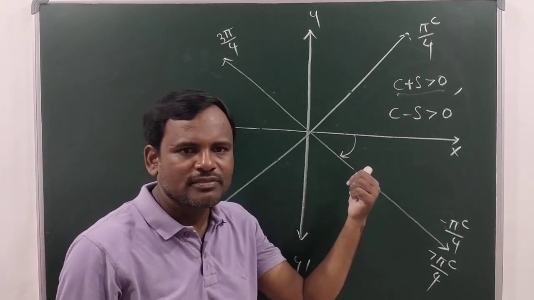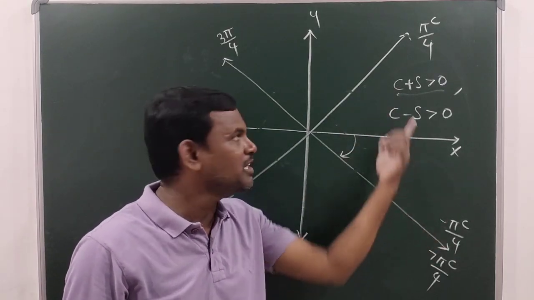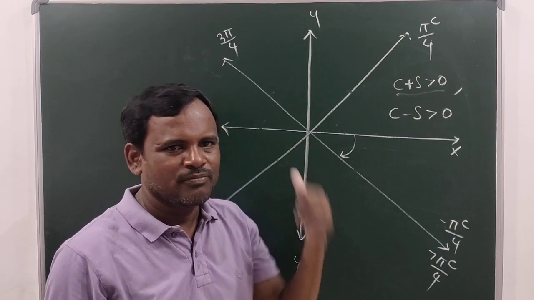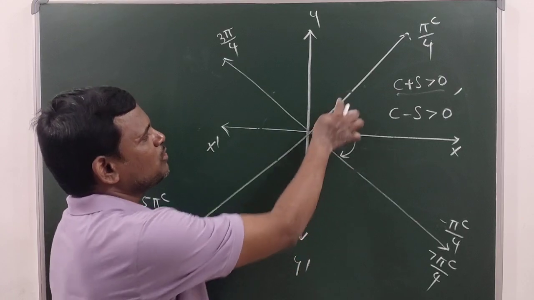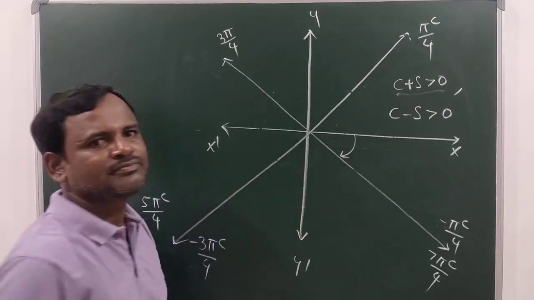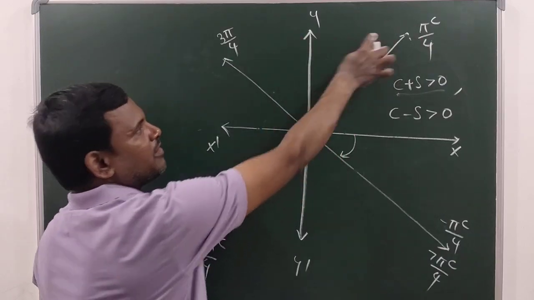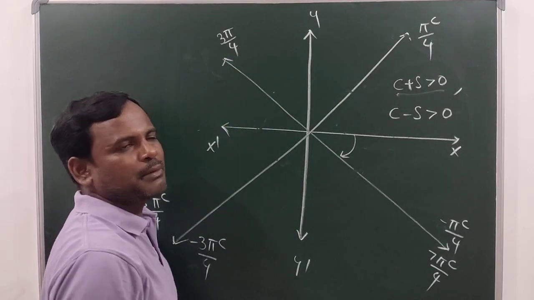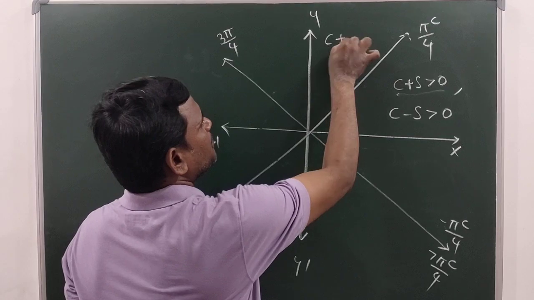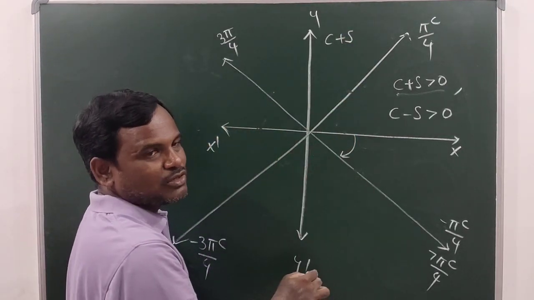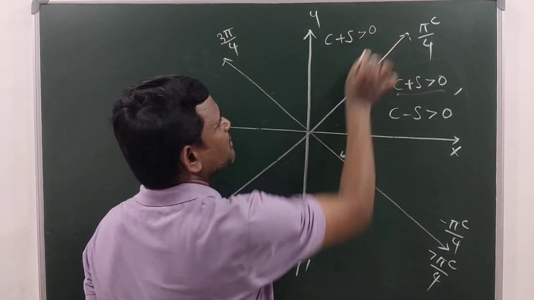C means what? Either it may be cos A or cos A by 2. S means what? Sin A or sin A by 2. You know. Now let us go to this interval, from here to here. 45 degrees to 3 pi by 4. So comment on the C plus S. This diagram we have drawn for C plus S, no? So that C plus S is positive.